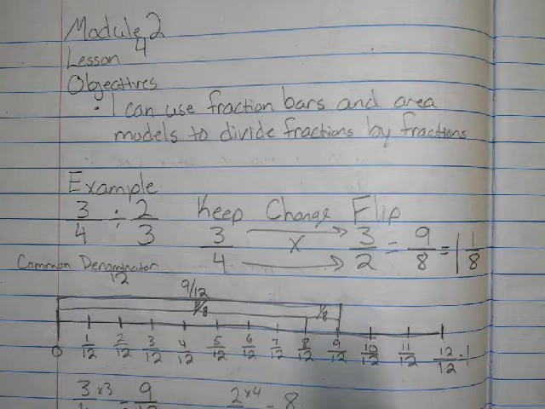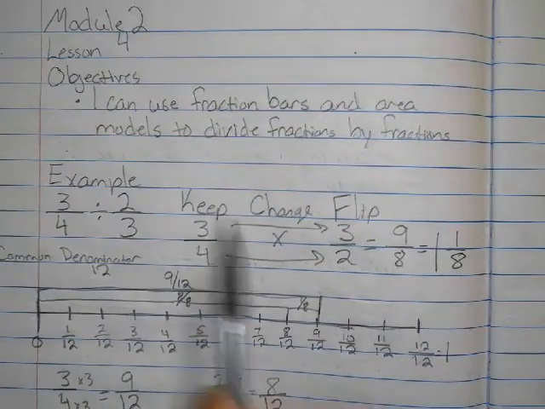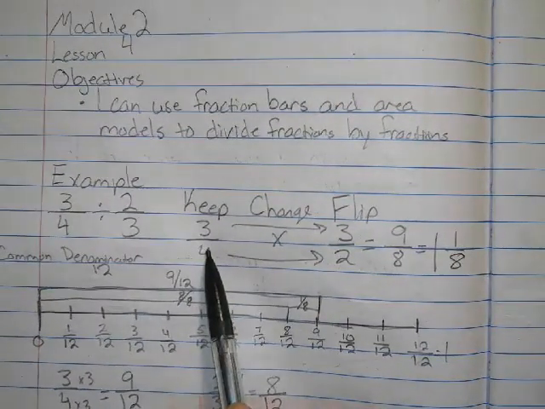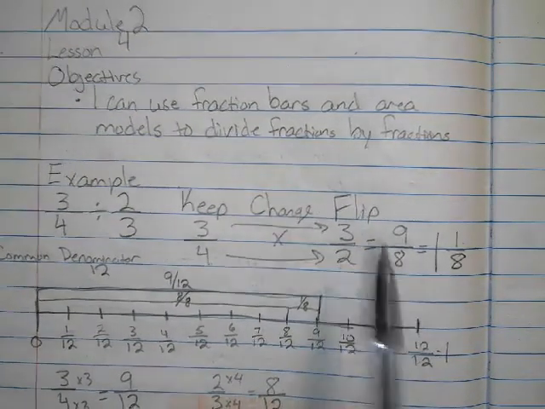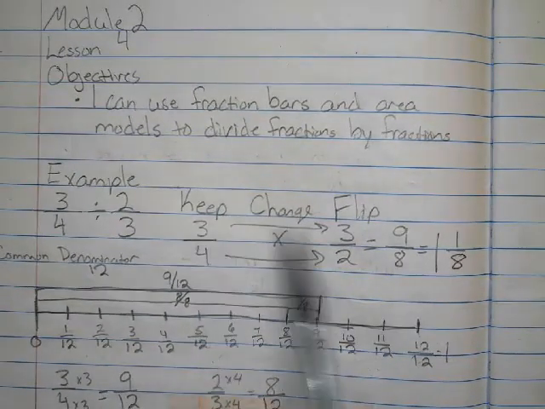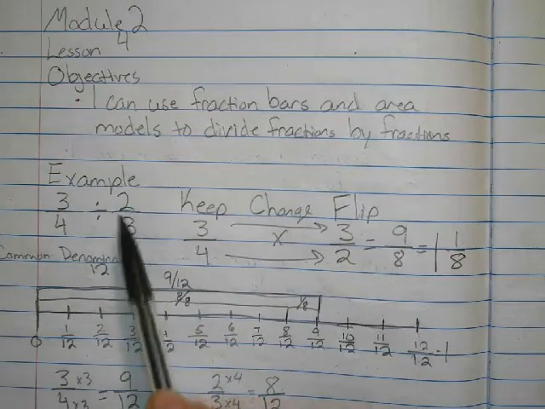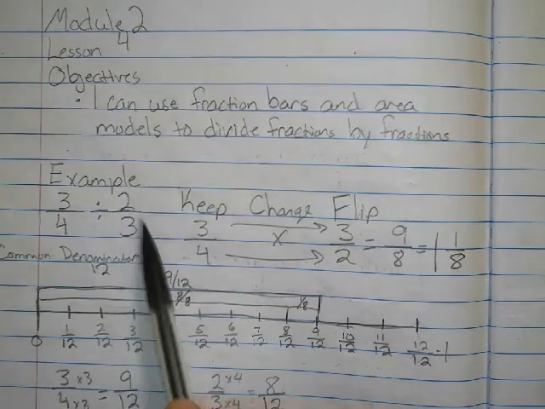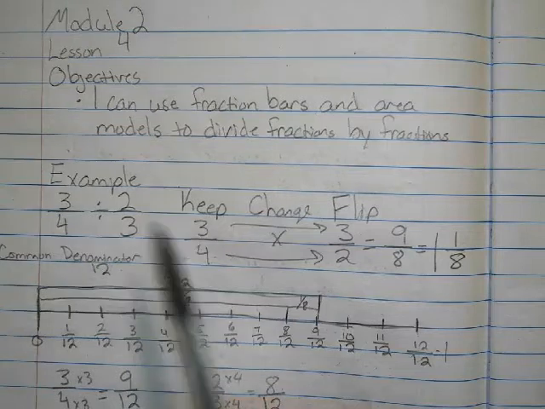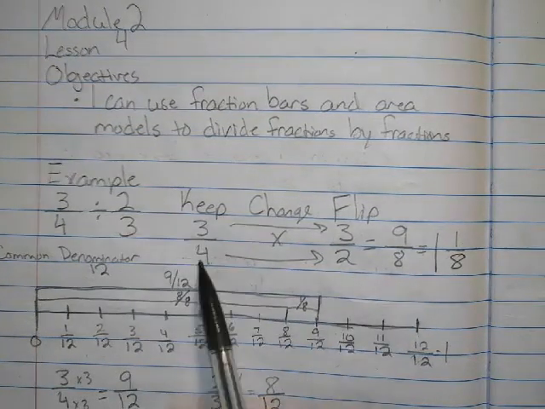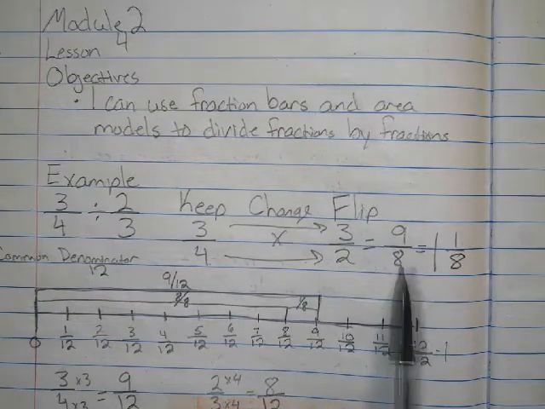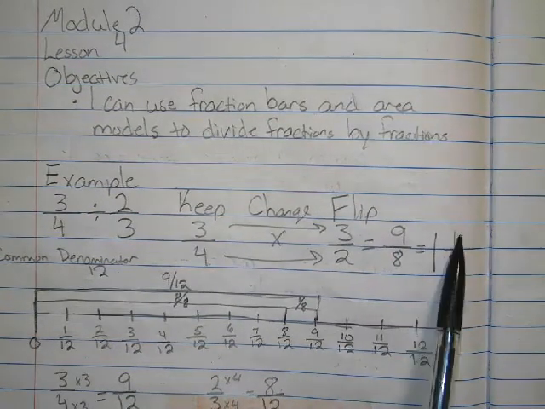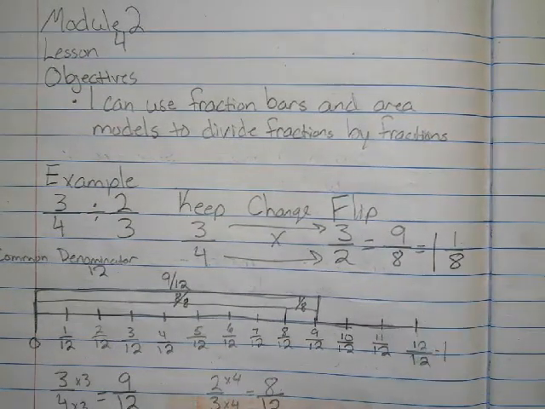So using the approach that we've already learned, keep 3/4, change to multiplication, flip to the reciprocal. Then multiplying straight across, and again, reciprocal is just when you flip your fraction over, so instead of 2/3, it's 3/2. 3 times 3 is 9, 4 times 2 is 8, we get 9/8. 9 divided by 8 is 1, with a remainder 1, so it's 1 and 1/8.